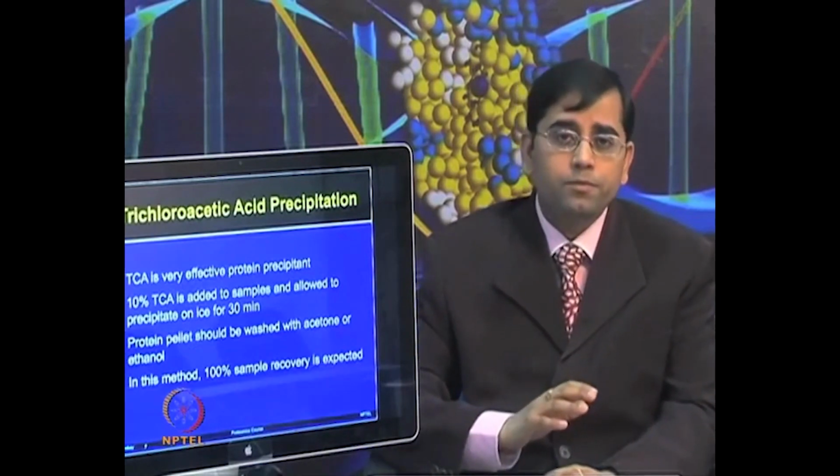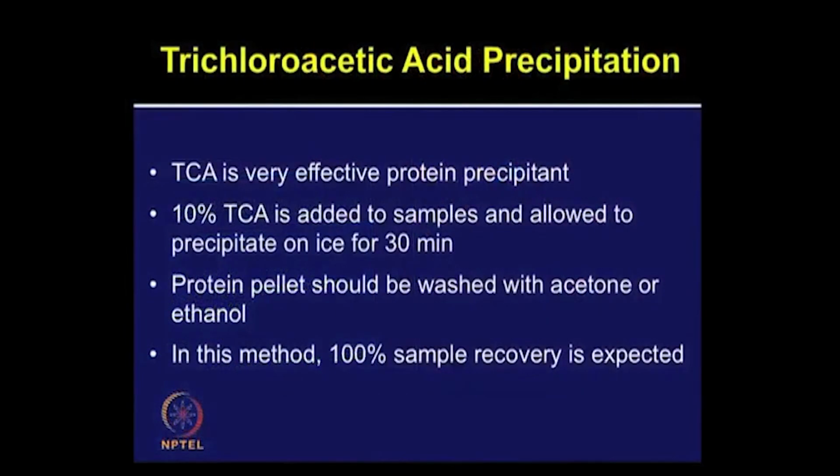Now, let us talk about TCA or trichloroacetic acid precipitation. TCA is a very effective protein precipitant. One can use 10 to 20% of TCA, usually 10% TCA is commonly added to the samples and then allowed to precipitate in ice for almost half an hour to 1 hour.